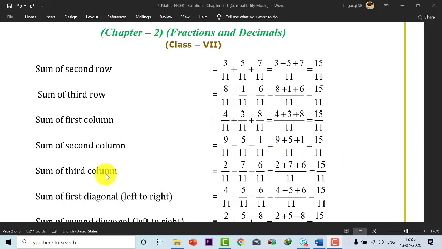Then the sum of the third column, 2 by 11 plus 7 by 11 plus 6 by 11. Here the sum of these three numerators is 2 plus 7 plus 6. So 2 plus 7 is 9, 9 plus 6 is 15. 15 by 11 is the sum of the third column. Then the sum of the first diagonal, left to right: 4 by 11 plus 5 by 11 plus 6 by 11. Again the denominator will be 11 only. The sum of these three numerators, 4 plus 5 plus 6, is 15 by 11.